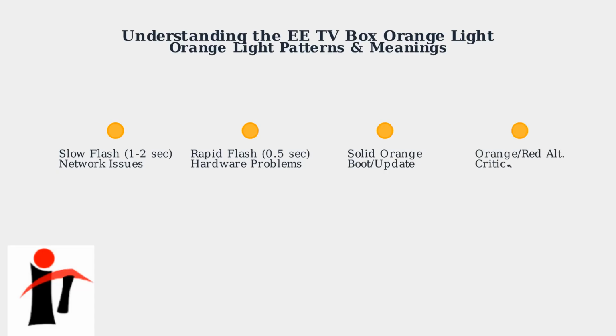A slow flash lasting 1 to 2 seconds typically indicates network connectivity problems. A rapid flash every half second suggests hardware malfunctions or overheating issues within the box itself. A solid orange light means your box is either booting up or installing a firmware update, which is normal operation. Finally, alternating orange and red lights indicate a critical system error that typically requires box replacement.